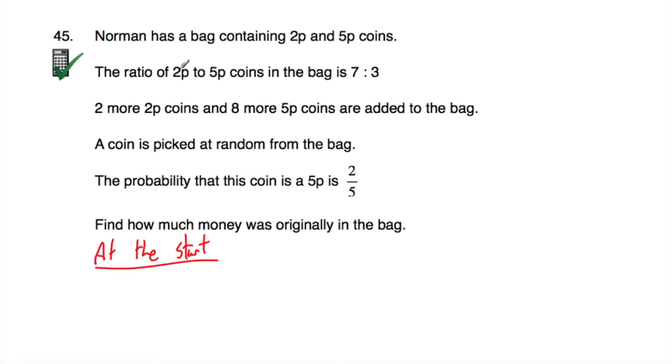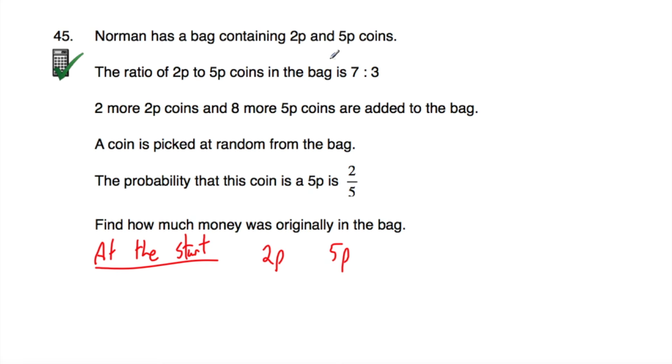in terms of the 2p's and 5p's, we know that we've got 2p's and 5p's. And we know the ratio of 2p's to 5p's is 7 to 3. Now we don't know how many there are. There could be 7 2p's and 3 5p's. It could be 14 2p's and 6 5p's, 21 2p's and 9 5p's, and so on. But what we know is it's in this ratio.